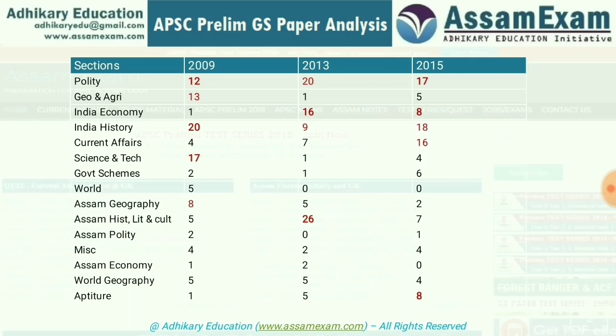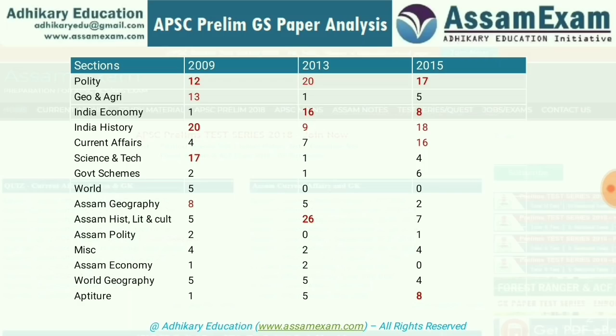Then geography, here also again 5. That means geography has gone down significantly from 2009. Then Indian economy came to 8. In 2009 it was very less, in 2013 it was very high, and in 2015 it came to some moderate level. So you can expect economy around 5 to 8, 9 questions like that.